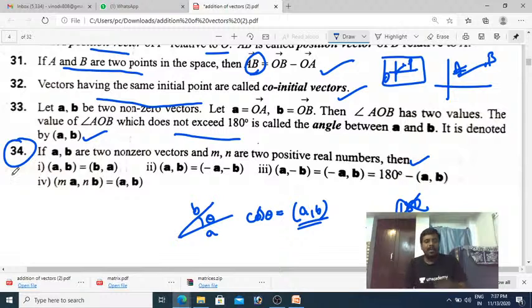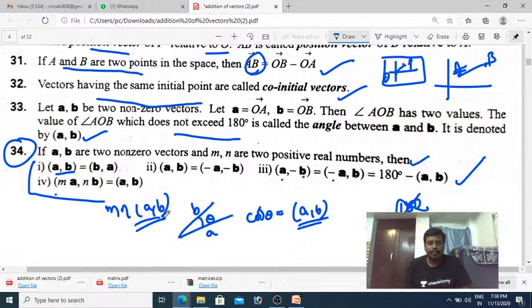If A, B are two non-zero vectors and m, n are two positive real numbers, then these are the properties of angles. The angle between the vectors from A to B and B to A: the angle of A, B equals the angle of minus A, minus B. Also 180 minus the angle AB, we can write it by subtracting from 180. Also the angle of mA, nB can be written as the angle of A, B. Okay.